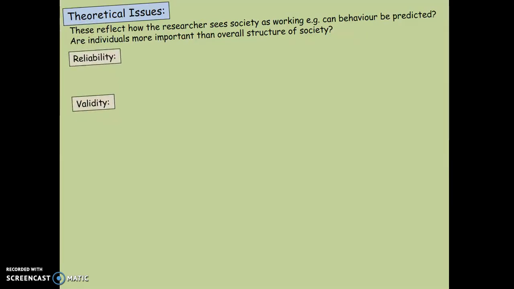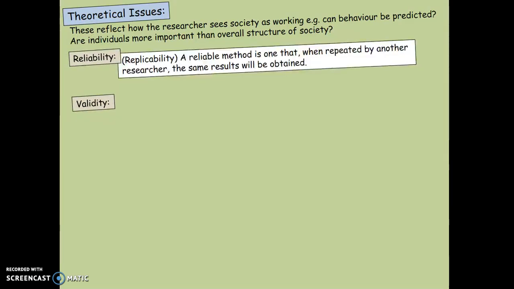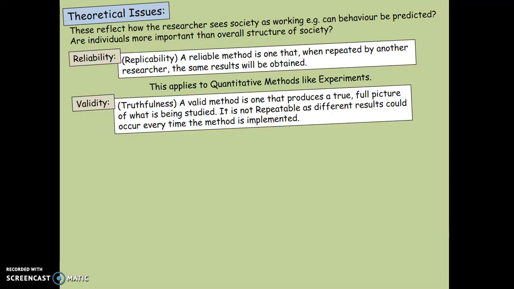So we have reliability and validity. Reliability: a reliable method is one that, when repeated by another researcher, the same results will be obtained. For example, experiments. Truthfulness and validity. A valid method is one that produces a full, true picture of what is being studied. It's not repeatable, as different results could occur every time the method is implemented. So this can apply to qualitative methods like participant observations, as mentioned before.